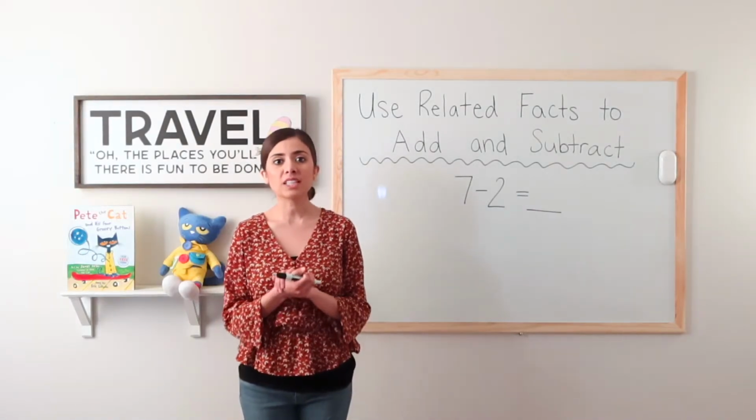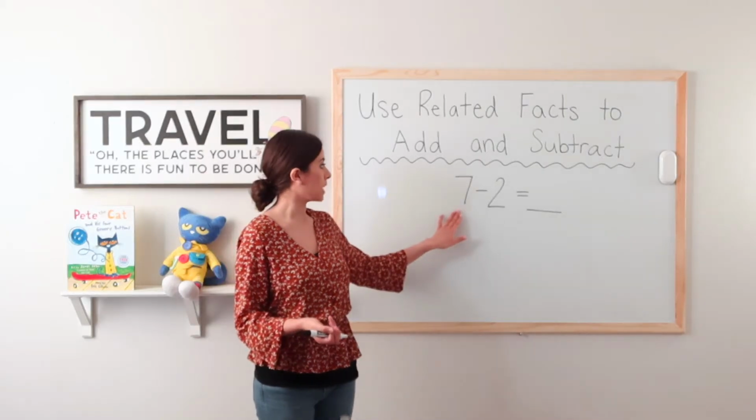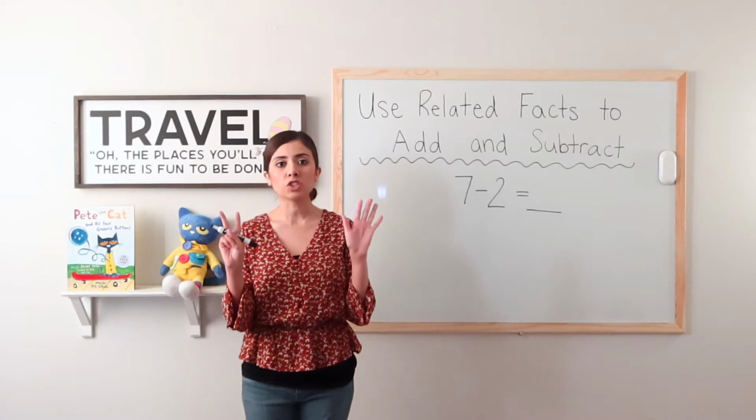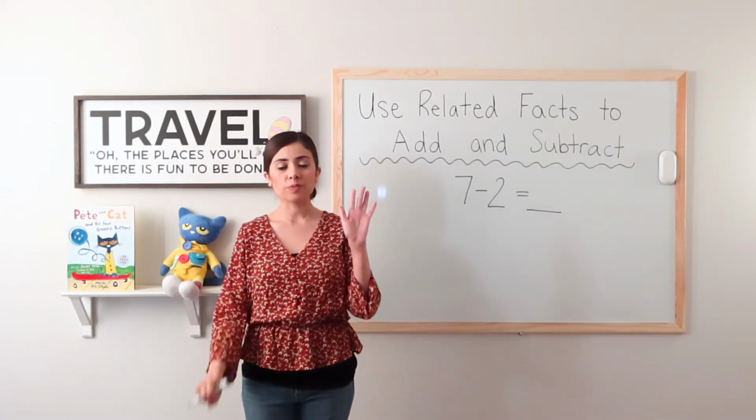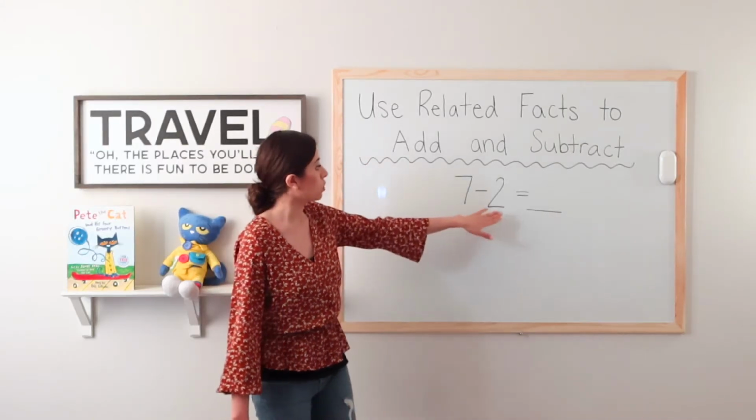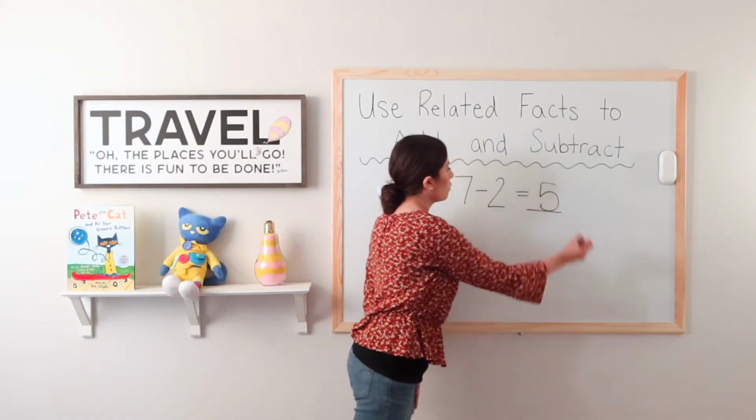Okay, let's go ahead and try a subtraction problem. 7 minus 2. I will go ahead and hold 7 fingers and drop 2. 1, 2. How many do I have left? 5. 7 minus 2 equals 5.